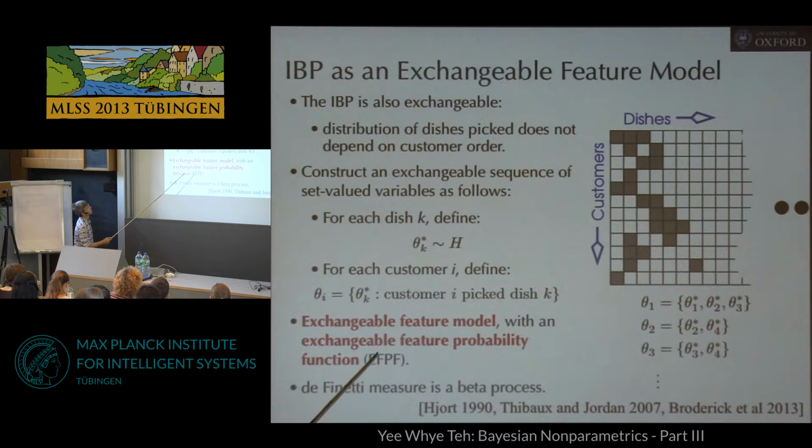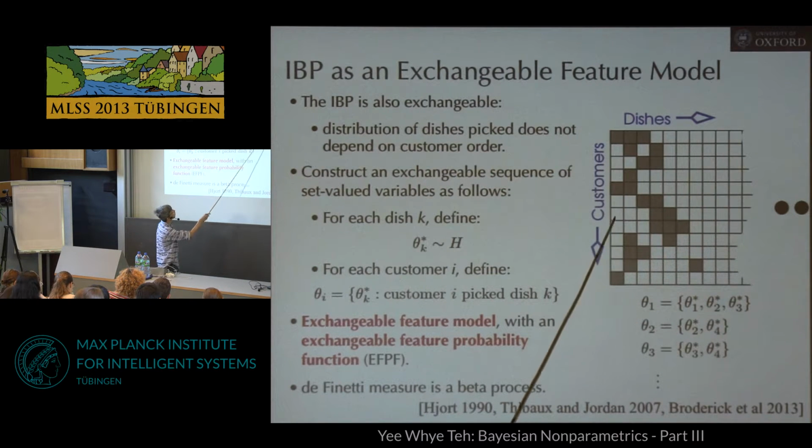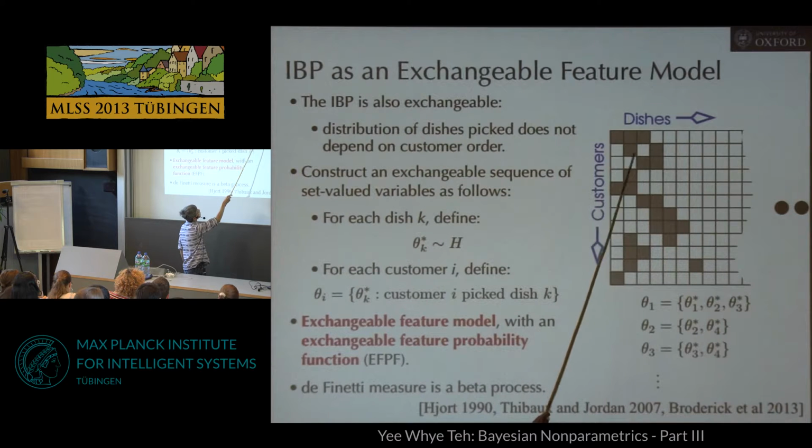So for each dish k, we're going to associate it with some parameter which describes the feature, and it's going to be drawn from some prior distribution H. And then we're simply going to say that for customer i, the random variable associated with that customer is the set of theta star k, where customer i picked dish k. So in this example, theta 1 is simply going to be theta stars 1, 2, 3, and then theta 2 is theta stars 2, 4, and so forth.